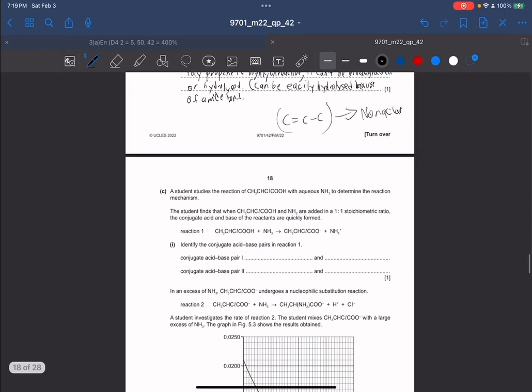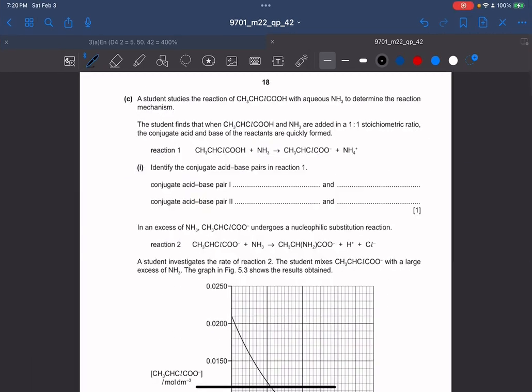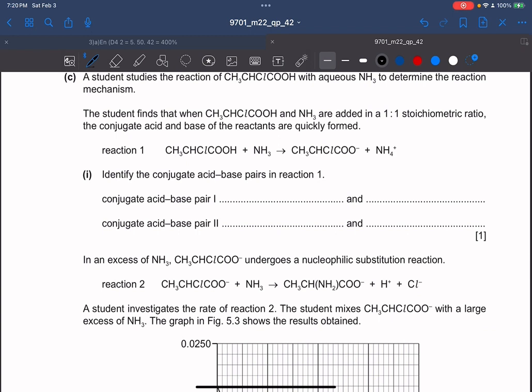Okay. Next question. Basically, we just have to identify the conjugate acid-base pairs. This is nothing special. It's something we've learned a lot in AS. So basically, what I just drew is the base pair already. Again, you have to remember the base pair differs by 1 H plus.